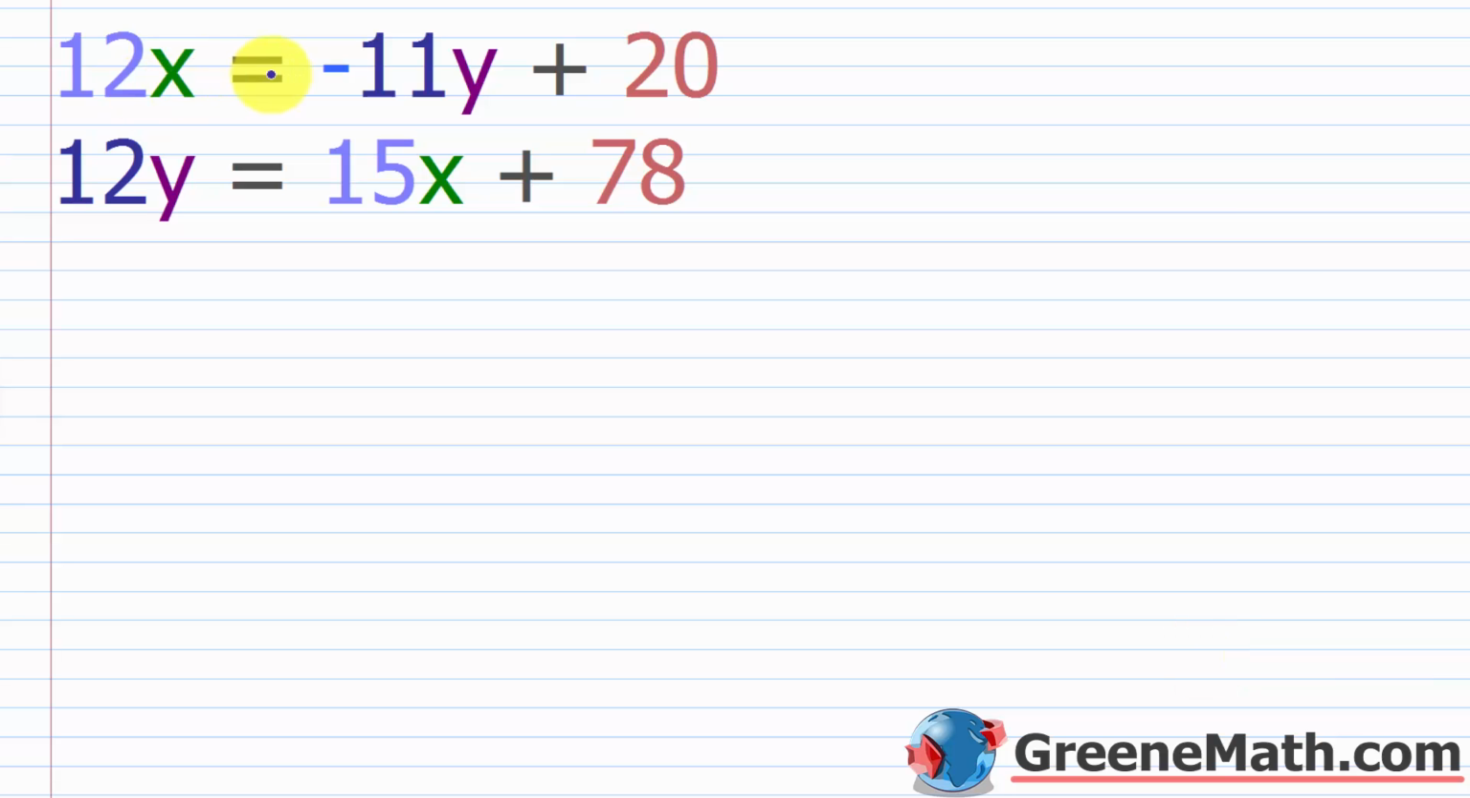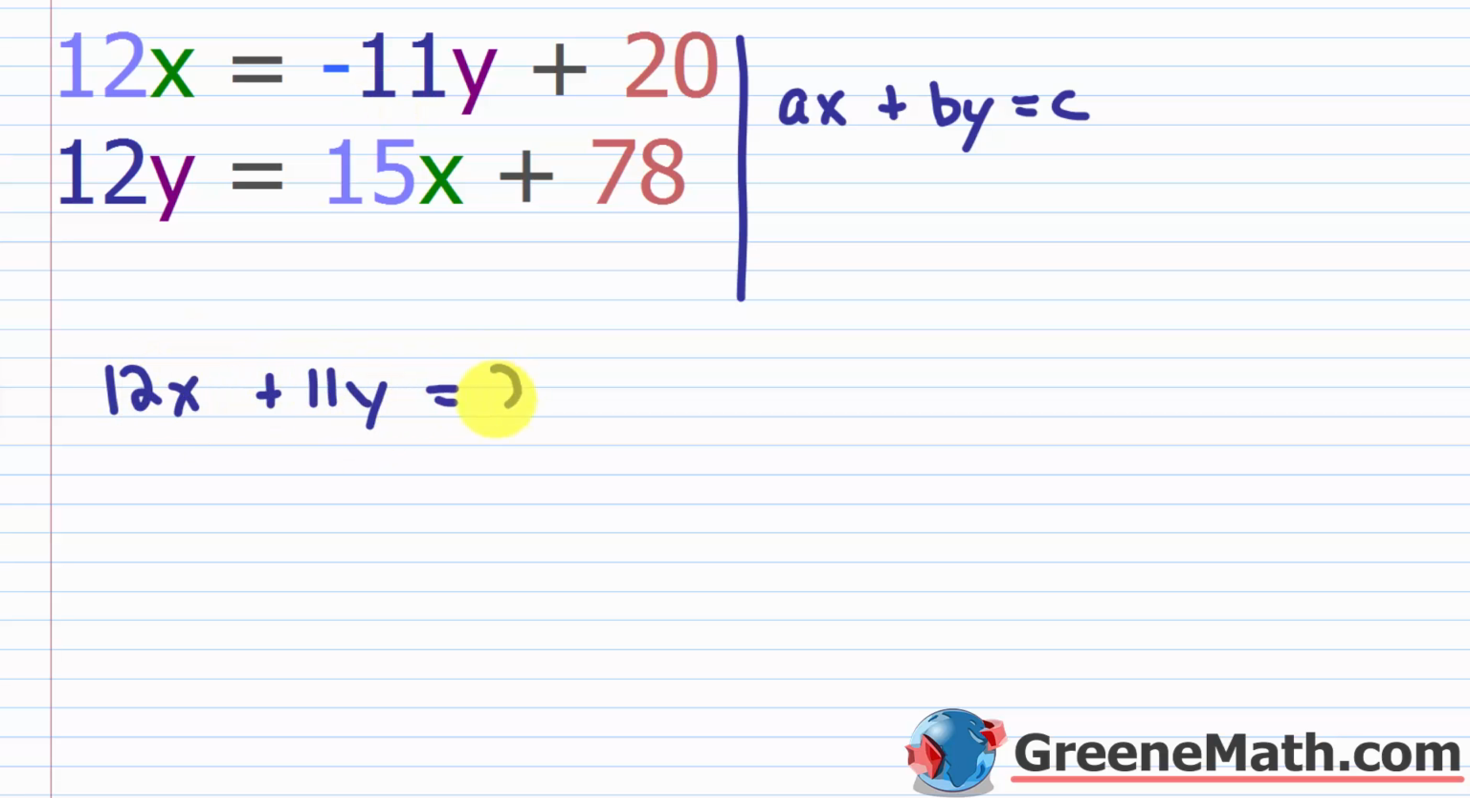So we have 12x equals negative 11y plus 20, and then 12y equals 15x plus 78. So again, what I want to do is start by writing everything in the format of ax plus by is equal to c. Okay, so over here, I have 12x. I'm just going to add 11y to both sides, and this will be equal to 20. Over here, I'm going to subtract 15x away from both sides, and then plus 12y, and this will be equal to 78.